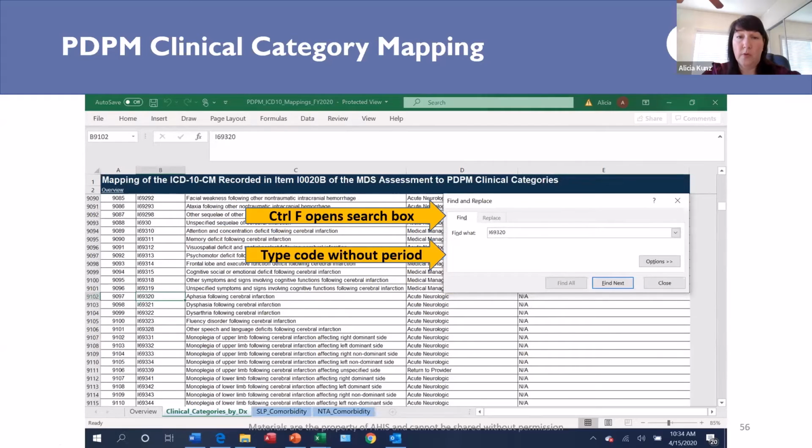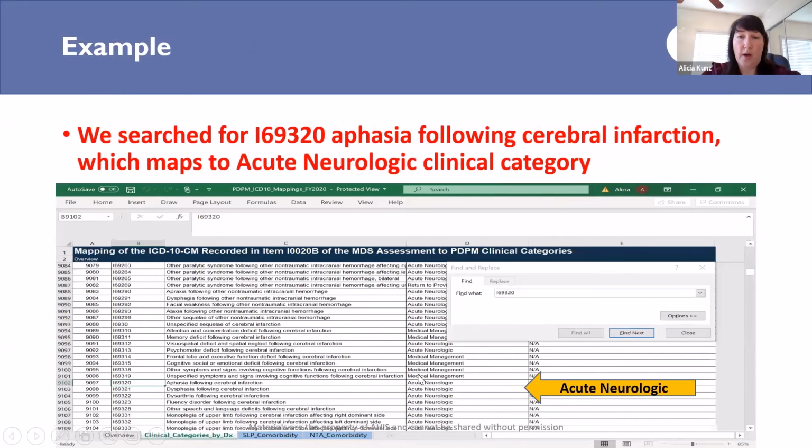So this is how you would do Control F. That would open the search box. You type in your code without the period, without the decimal, and the one I've typed in here is I69320. Then you click enter or find next, and it will pop up. And that code, I69320, is for aphasia following cerebral infarction, and that maps to acute neurologic. This tells me that this code can be used as a principal diagnosis.